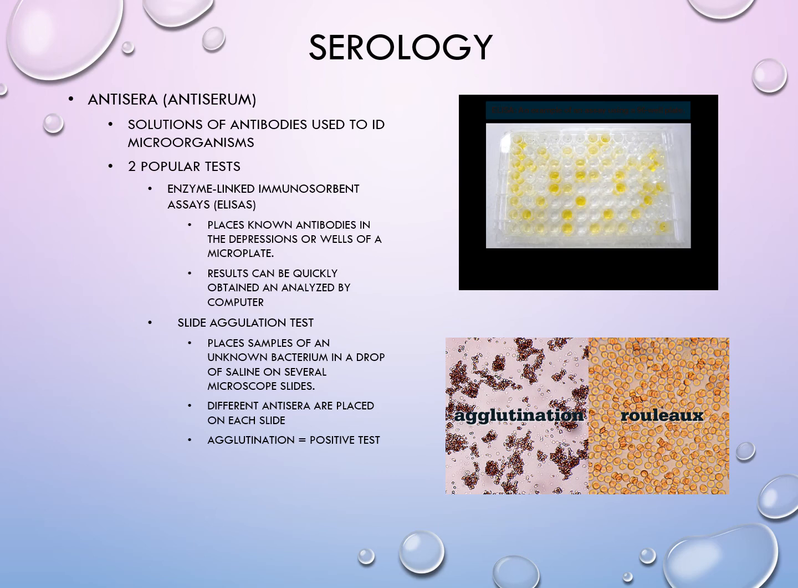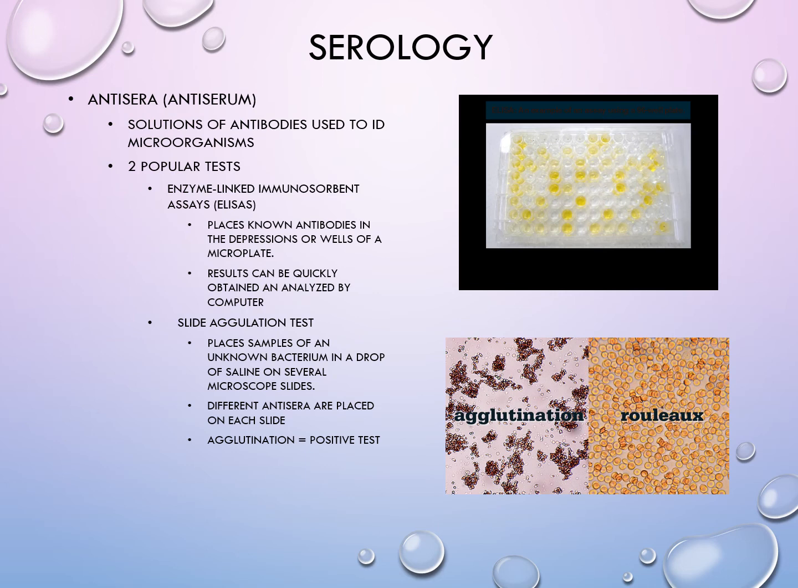So ELISA is extensively used in the laboratory, and what they do is they take these little plates, and you can see one in the top image here on this slide, and they're going to place the antibodies in the depressions of this little plate in each of the wells, and then they're going to put the unknown bacteria, so different antibodies, and then the unknown bacteria, and if a reaction occurs, then they know they have a winner, right?